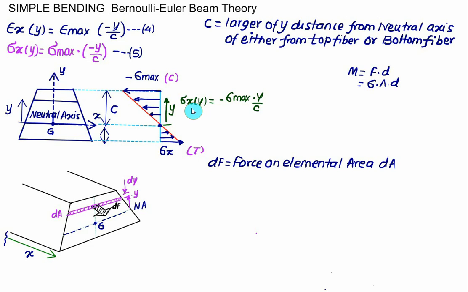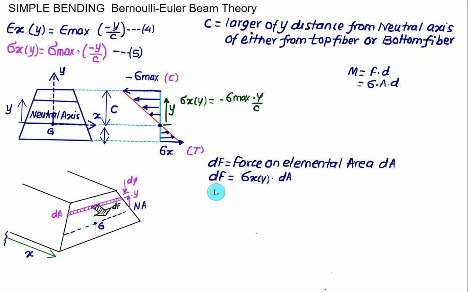And the stress we have is the stress along the x direction as a function of y. So in this case we can write the value of dF as equal to sigma x, which is a function of y, multiplied by the area dA. And we can very well replace the value of the bending stress, which is a function of y, as the maximum stress multiplied by y divided by c.